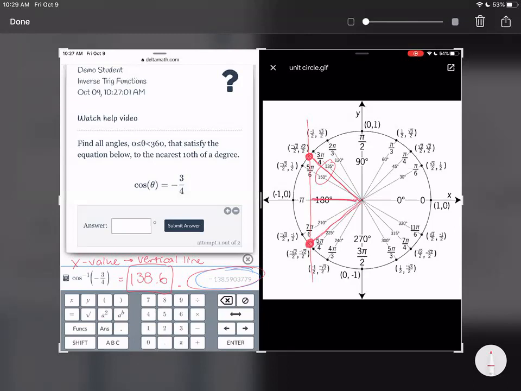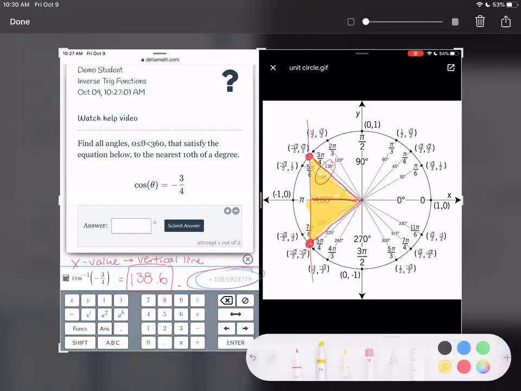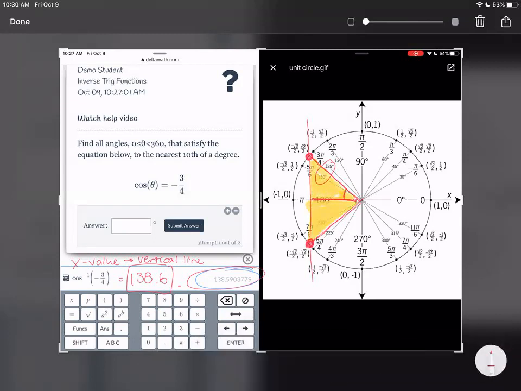Let me just highlight the triangles. We have this triangle and we have this triangle. Right? Oh, you can't even see. I was so focused on drawing it that you can't even see. Okay, we have that triangle and that triangle. So we got those two triangles, the top one and the bottom one, and they are congruent. So we're going to figure out what this angle is.